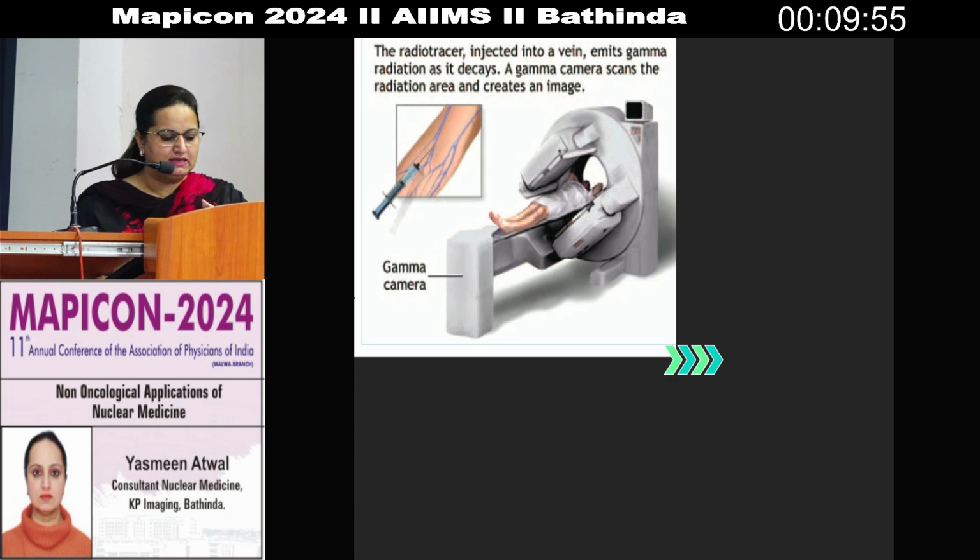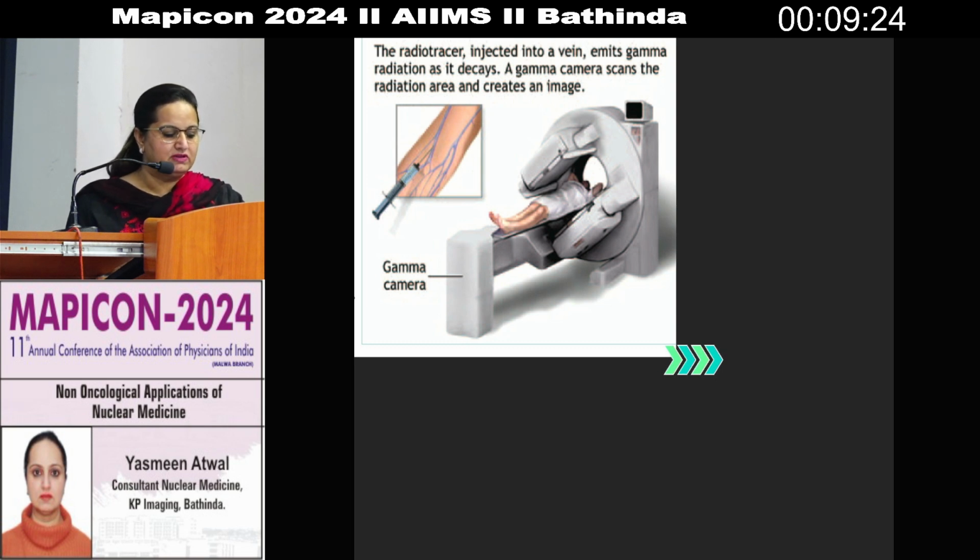So what is nuclear medicine imaging? It is an emission scan imaging. Radiology is a transmission scan imaging, that is, from a source the radiation is passed through the patient's body and an image is created, like an X-ray or a CT. Whereas in nuclear medicine, the radiotracer or the radiopharmaceutical is injected into a vein. It emits gamma radiation. As it decays, gamma emission produces scintillation, which results in the formation of images.